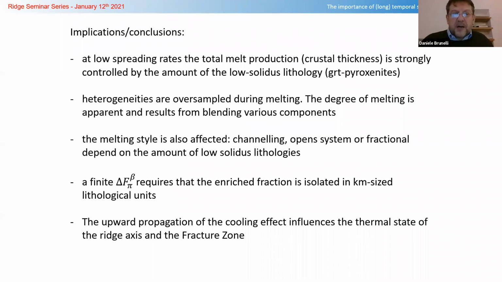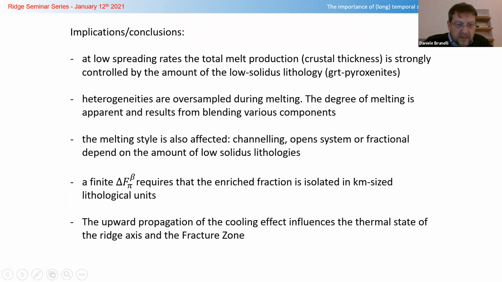So the implication and partial conclusions of this part is that at low spreading rates, the total melt production, that is the crustal thickness, is extremely controlled by the amount of low solidus lithologies that are dispersed inside the depleted mantle. These heterogeneities are oversampled during melting, and the degree of melt is only apparent. We cannot say that the basalt has recorded the true degree of melting, but only an apparent degree of melting, because it mixes and blends all various components that have experienced different degrees of melting. The melting style is also affected. Channeling appears, open system appears, and this depends on the amount of low solidus lithologies that is inside.